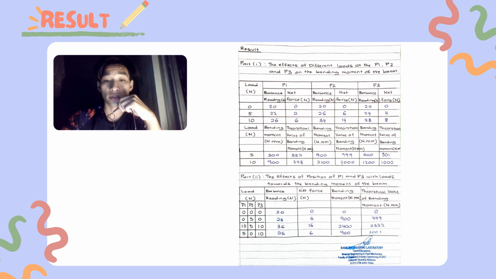And when we use 10 Newton, the net force at P1 is 6, and the experimental value is 900, and theoretical is 778. At P2, the net force is 14, and the bending moment experimental value is 2100, and theoretical is 2000. While at P3, the net force is 8, and the experimental bending moment value is 1200, and theoretical is 1000.